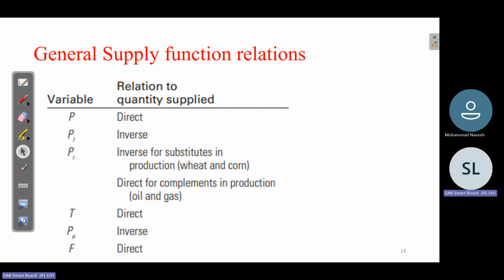What will happen? Beef and cow skin are produced together. That is the example. When the price of a complementary product increases, the supply of the selected product also increases. Complementary in production is positive, but on the consumer side it is negative. Clear?